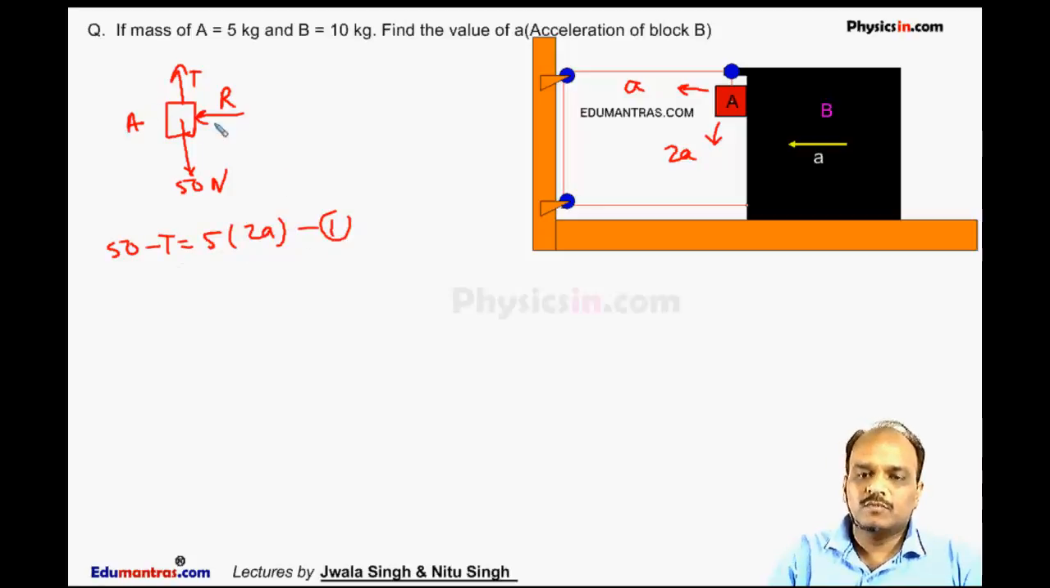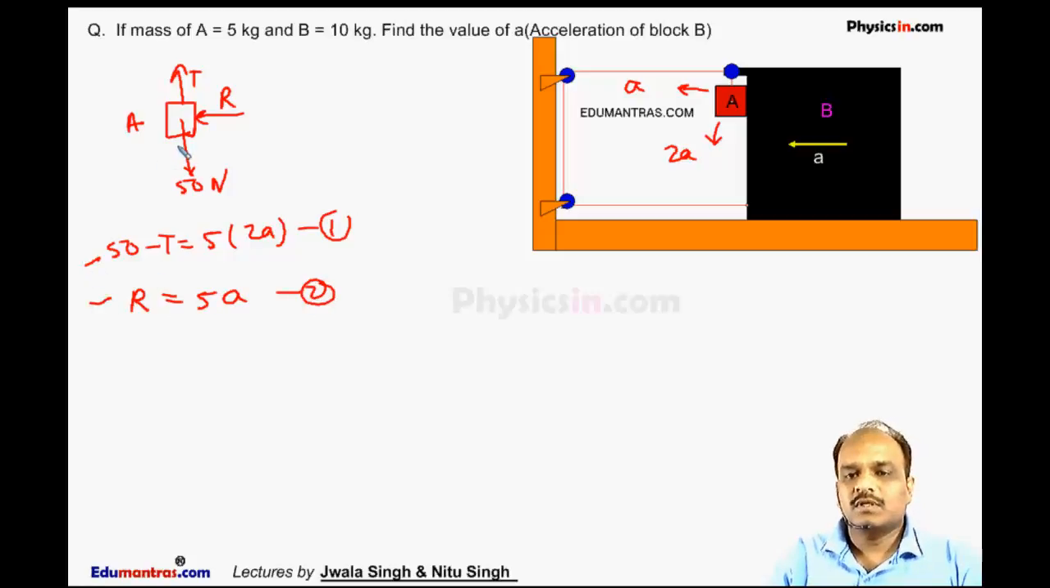In the same way, this block is also moving horizontally, so the horizontal reaction R is mass into horizontal acceleration, that is 5A. This is our second relation. These are the two relations for block A.